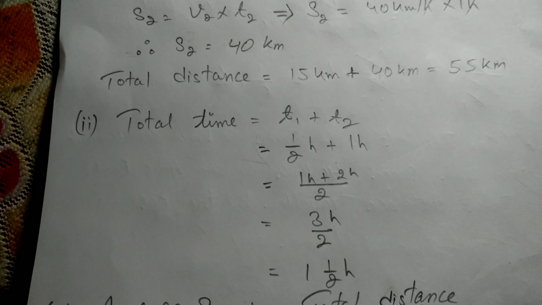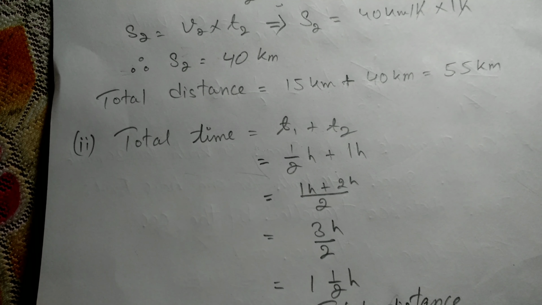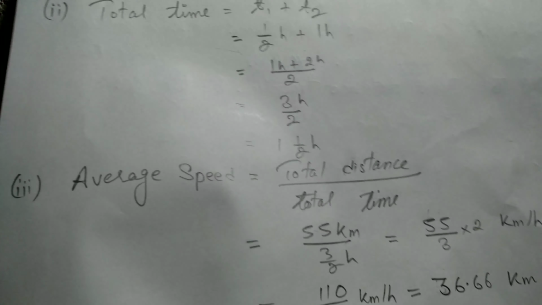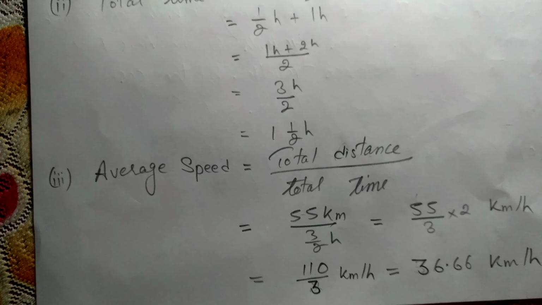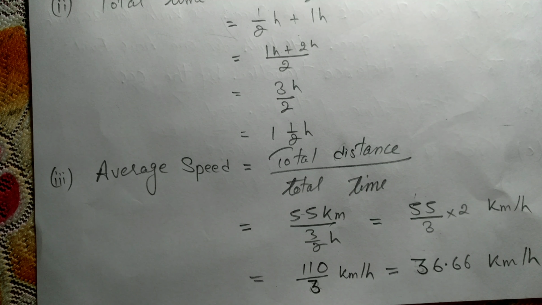And number 3, average speed. So to find the average speed we are supposed to use the formula for the average speed, which is total distance by total time. So again, replacing the values of total distance, which was 55 km, total time is 1.5 hour, which is 3 upon 2 hour, and when I solve it I am getting 110 upon 3, which is 36.666 recurring. Either you can write 36.666 or you can write 36.67 km per hour.